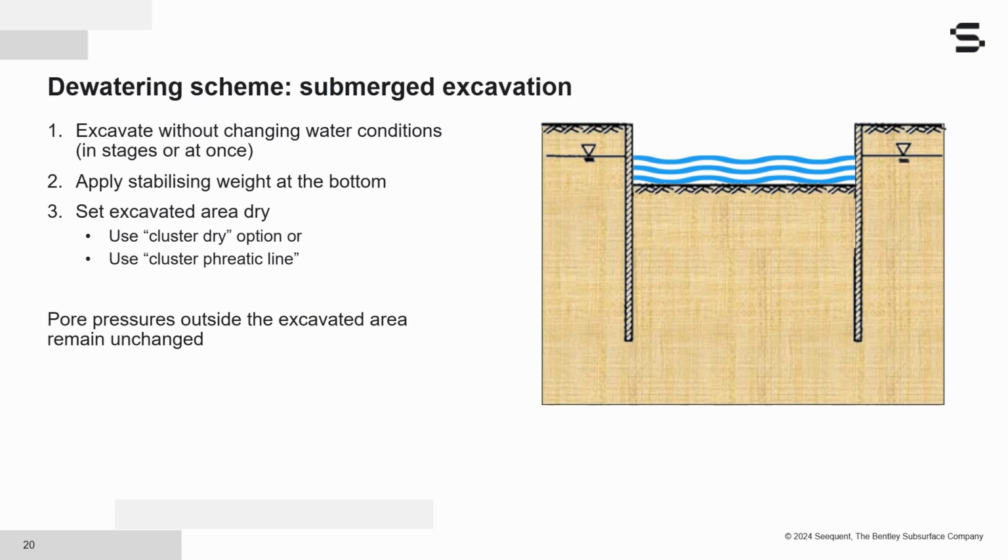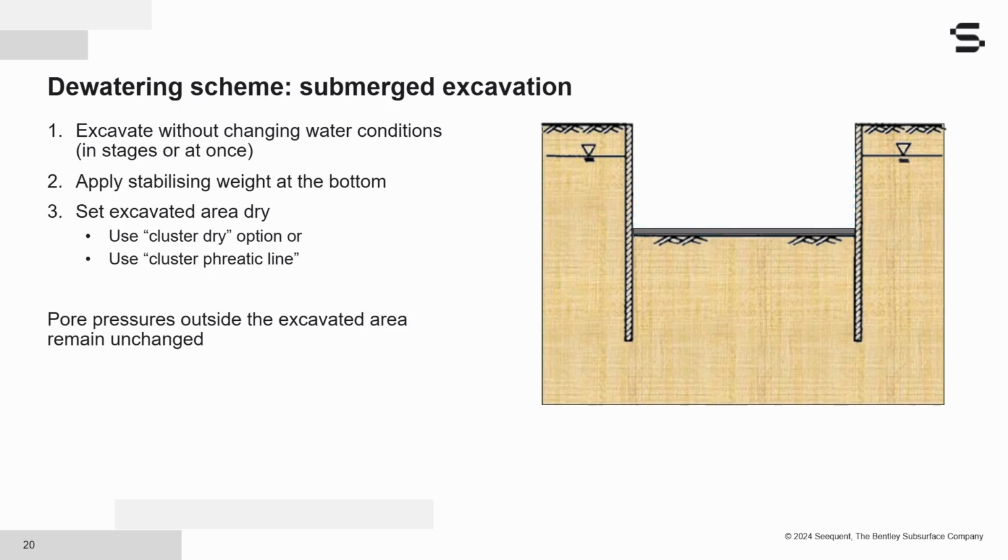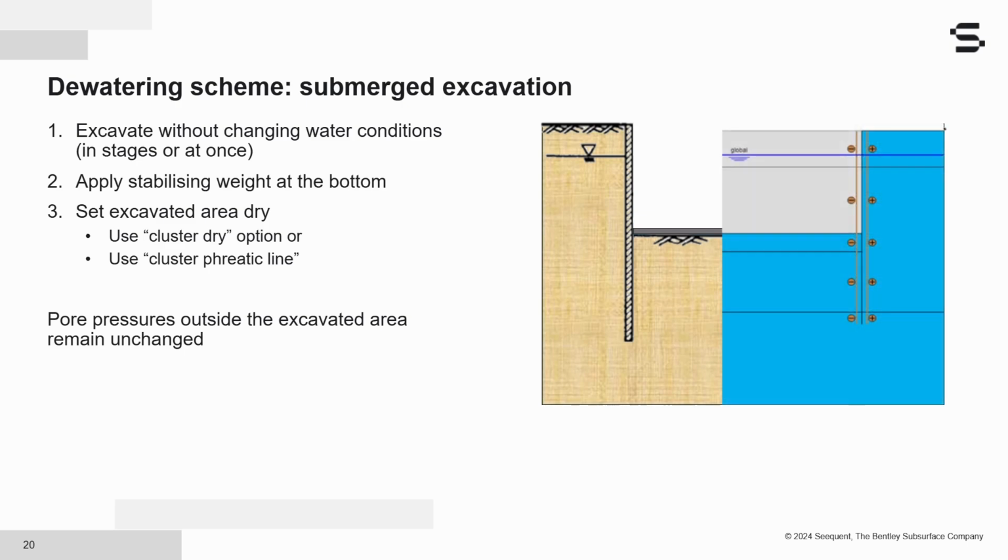And we keep excavating, and at the bottom we apply a stabilizing weight to avoid having an uplift problem, but also so we can have, let's say, a watertight connection with the retaining wall. And when that happens, we can then remove the water from the excavation. Then we have, of course, a dry excavation. And we can do that by using the cluster dry option, or you can do that, of course, using the cluster phreatic line, which of course, you put the phreatic line below the excavation. Of course, in both cases, it assumes that we use the phreatic method.